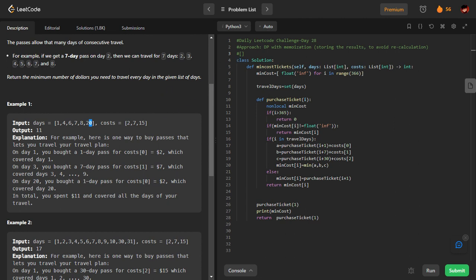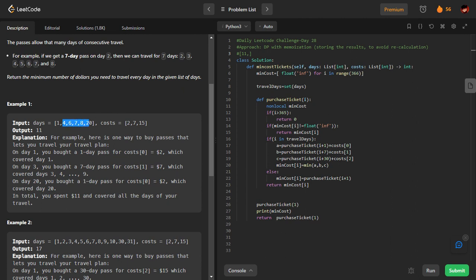So how much will it be? 1 into 7, which is 7, plus 2 plus 2, because this much will be covered for $7, and this will be for $2, and this will be for $2. 7 plus 2 plus 2 is 11. So 11 is the minimum, starting from day one.